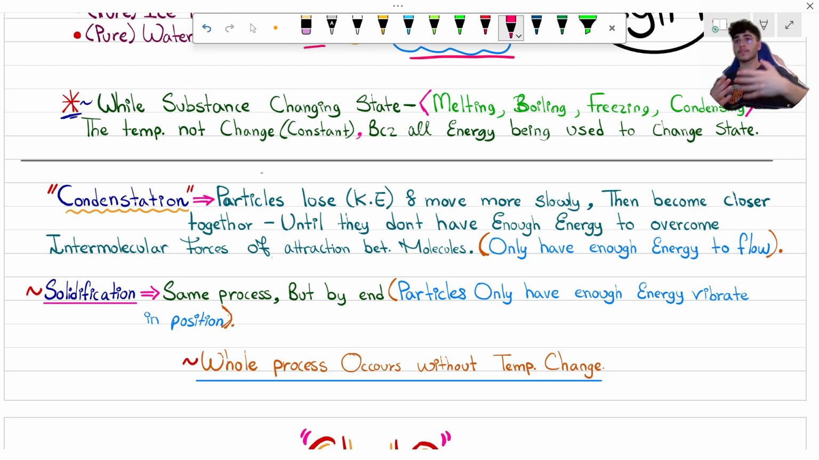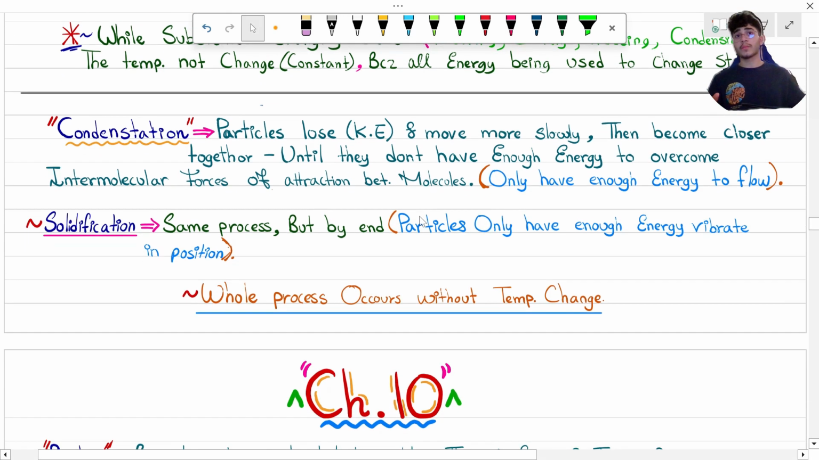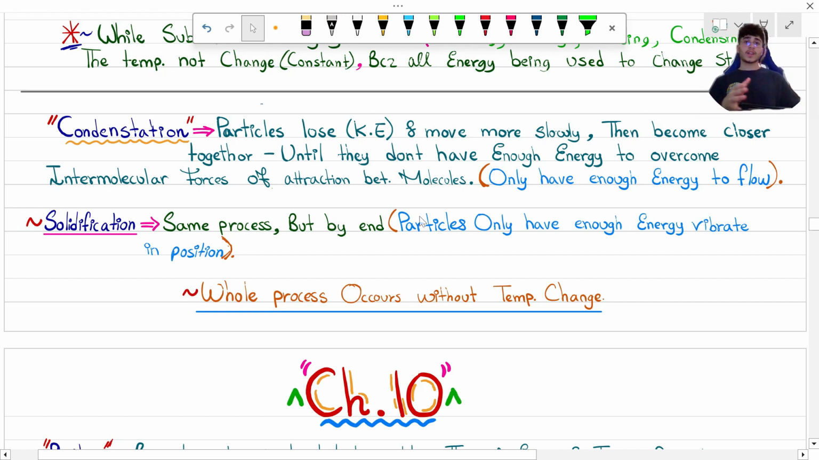Solidification is continuing of condensation. Particles are moving slowly. Over time, they just keep continuing to lose kinetic energy, and they stop flowing and just stay in their position, just begin to vibrate. That's how much kinetic energy they lose. So it's just a process of particles losing kinetic energy and becoming slower and closer to each other.